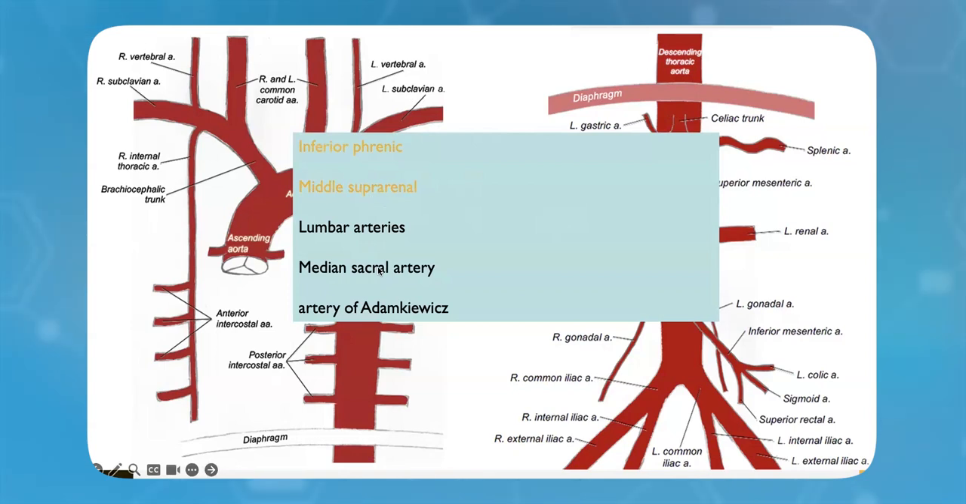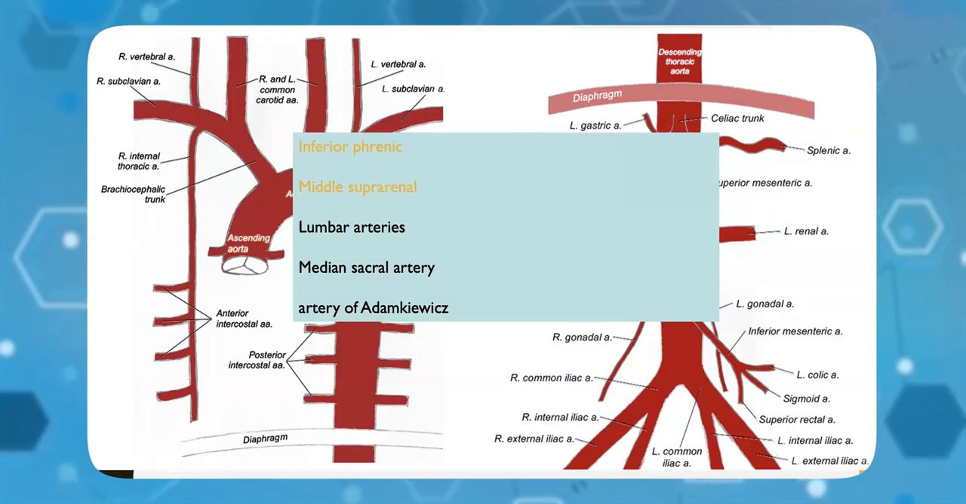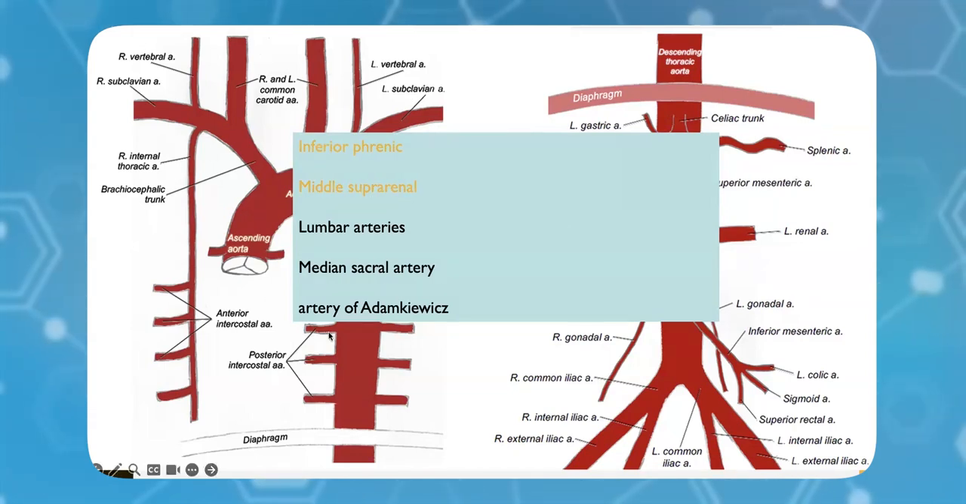The median sacral artery is a single artery again, which comes from the posterior aspect of the aorta. And the artery of Adamkiewicz. Can anybody tell what this last artery supplies?